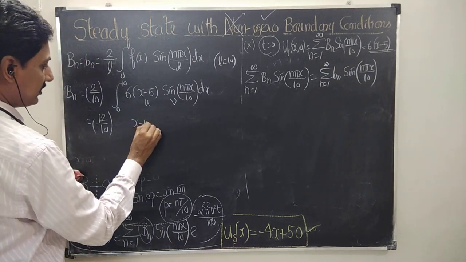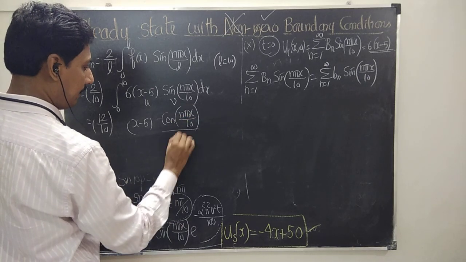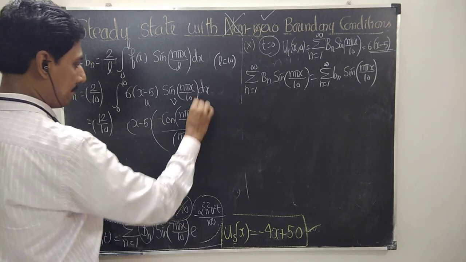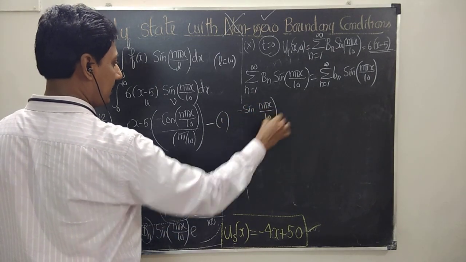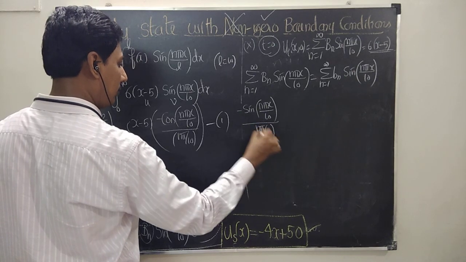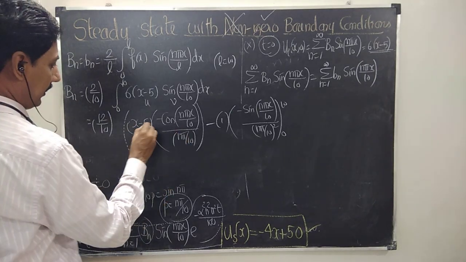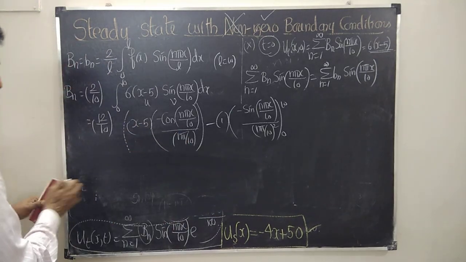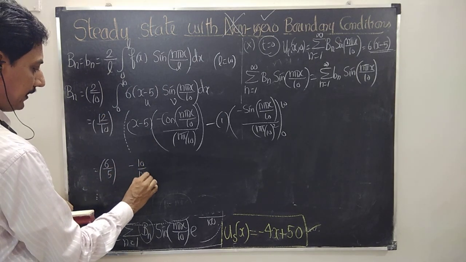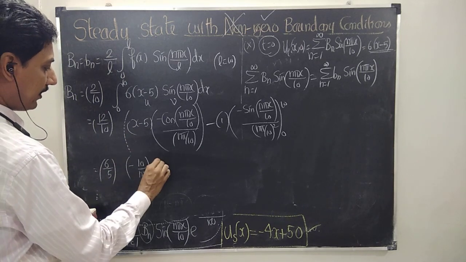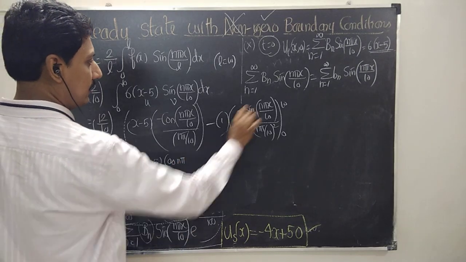We get (x minus 5) into minus cos n pi x by 10 by n pi by 10, minus 1 into minus sine n pi x by 10 by (n pi by 10) whole square. Now the limits are 0 to 10 only. By putting x equal to 10, 10 minus 5 is 5. So the first term is minus 10 by n pi reciprocal, and 10 minus 5 is 5 into cos, by putting x equal to 10, we get cos n pi. Here sin n pi is 0.